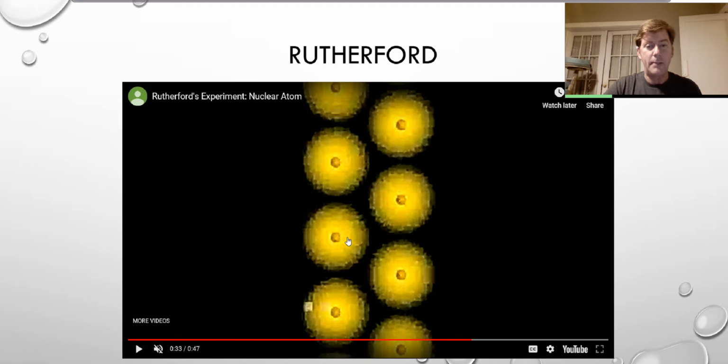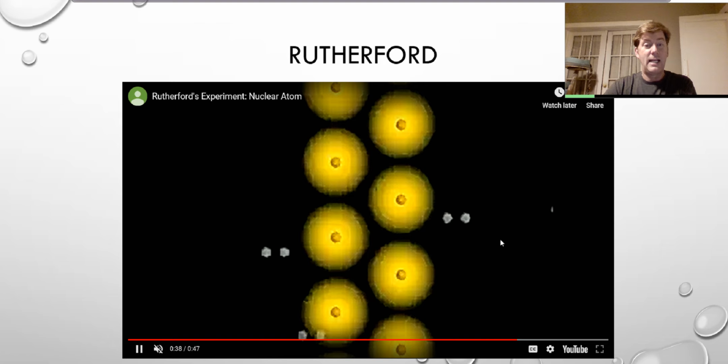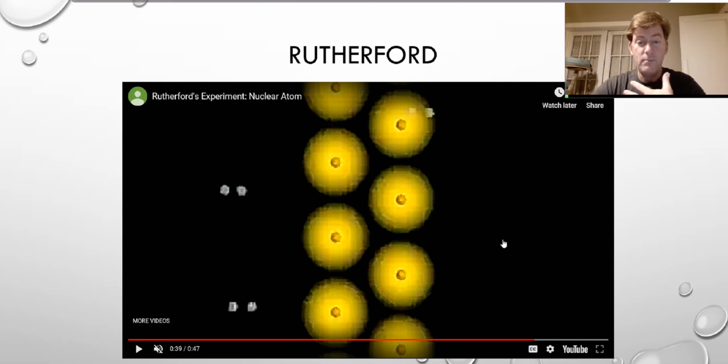So most of the atom is empty space, and that's how these particles were just flying right through, straight through. But every once in a while, something would come in contact with that nucleus and get bounced pretty much straight back. So Rutherford is credited with discovering the nucleus of the atom and giving us a big insight into what the structure of the atom is like.